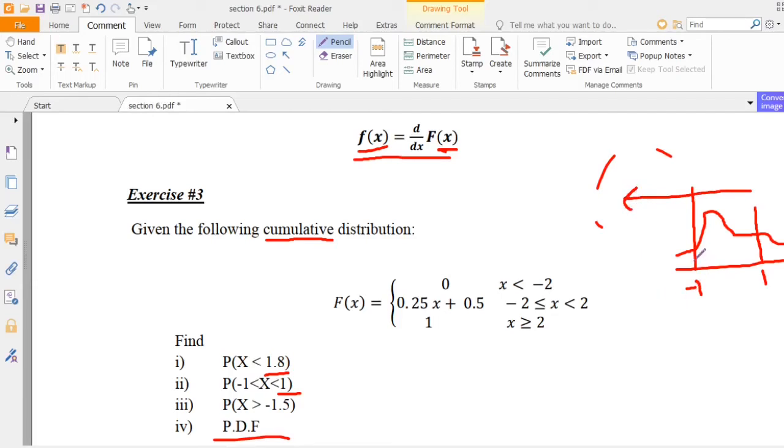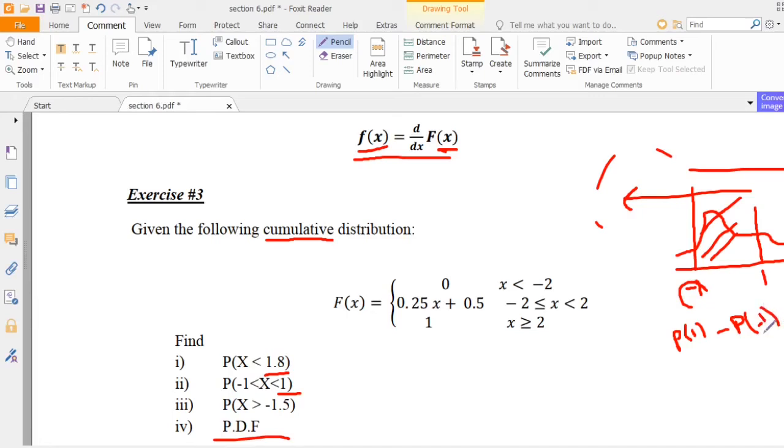And bigger than -1 means what? It means this. I want this interval, the part between, from this to this. So I will say what? I will get the probability of x less than 1, and I will substitute it to be 1. So probability of 1, minus the probability of -1.